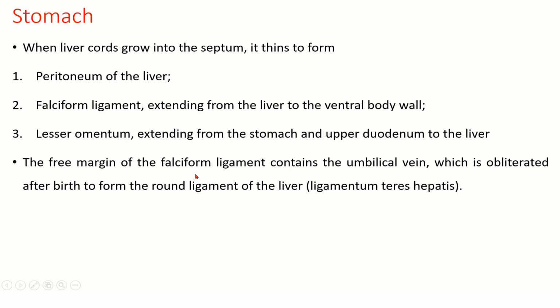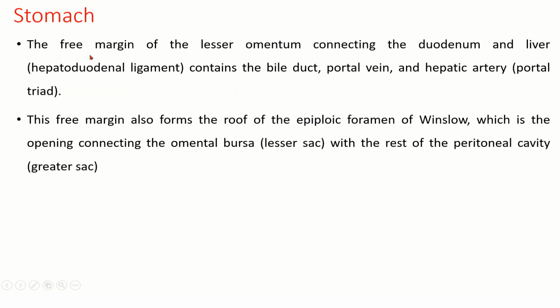The free margin of the falciform ligament will contain the umbilical vein, which is obliterated. This is the left umbilical vein, which will be obliterated afterward to form the round ligament of the liver, ligamentum teres hepatis. The free margin of the lesser omentum connecting the duodenum and liver contains the bile duct, portal vein, and hepatic artery. And this free margin also forms the roof of the epiploic foramen of Winslow, which is the opening connecting the omental bursa, the lesser sac, with the rest of the peritoneal cavity, the greater sac.